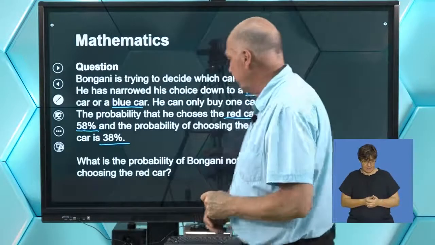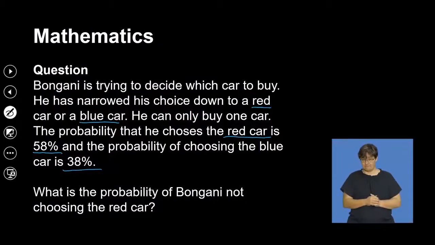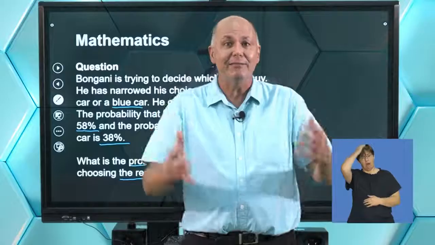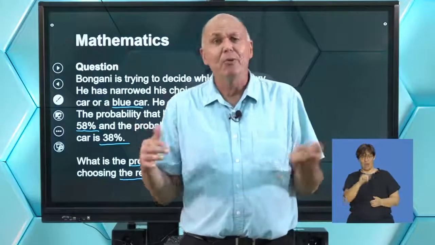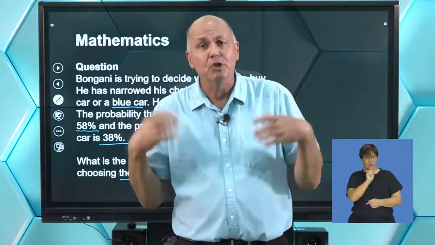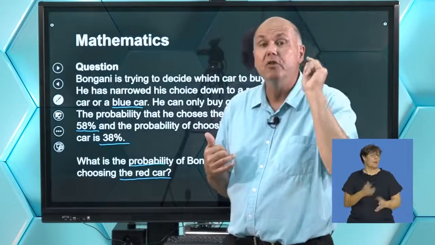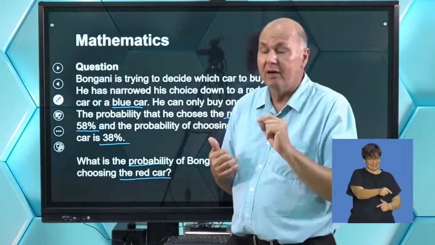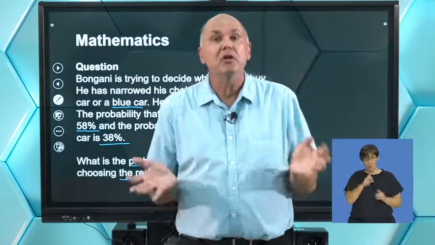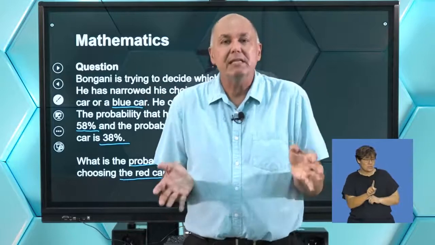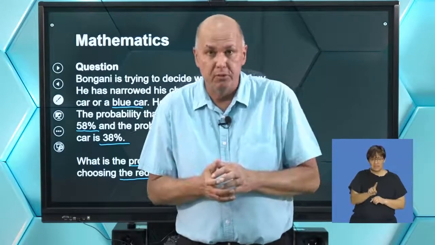So, what's the first question? The first question is, what is the probability of Bongani not choosing the red car? Oh, I thought we were given a gift there, because we were already told what it was for choosing the red car. We were told what the percentage is, but what's the probability of not choosing the red car? Well, do you remember what rule we're going to adopt here? Well, it must be the complement rule.